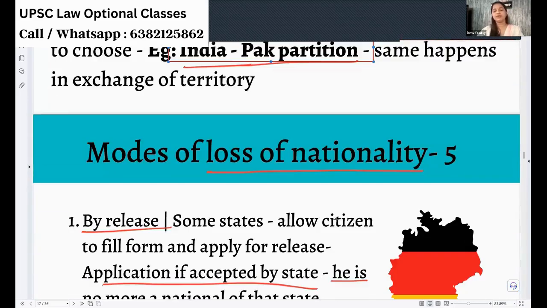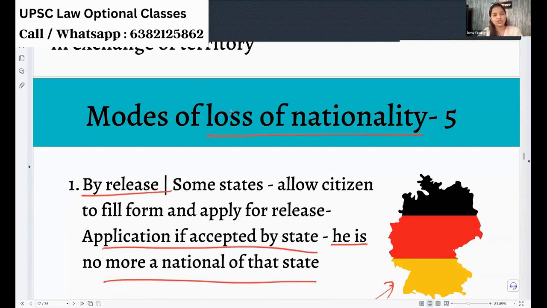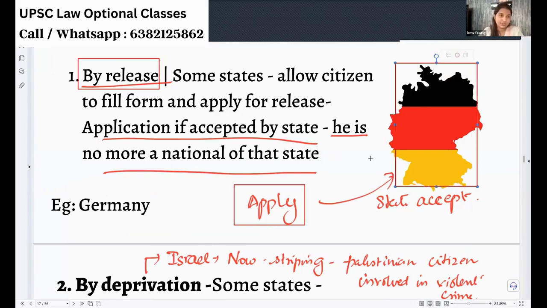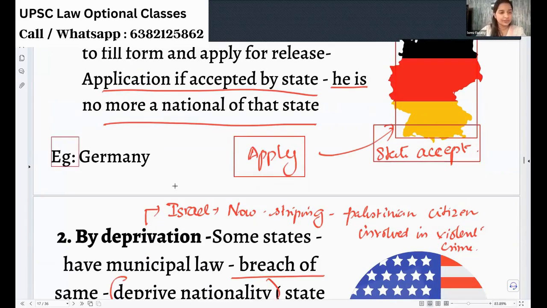Okay. Now, we were seeing how we can acquire, how we can get nationality. Now we are going to see how we can lose our nationality. What are the modes of loss of nationality? We have 5 modes. Okay. The first mode is by release. Some states allow the citizens to apply for release. You have to apply to the state, telling that no more do I want to be a citizen of this particular state. And once the state accepts, you are not a citizen anymore. And this practice is followed in Germany.